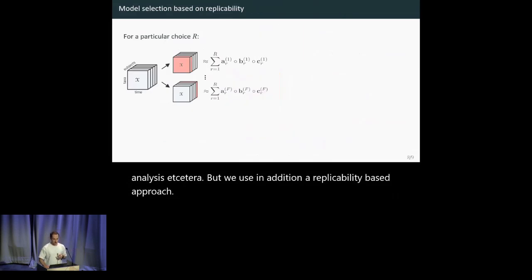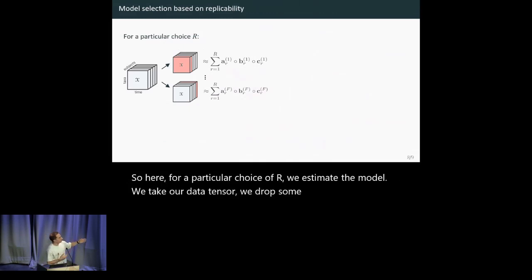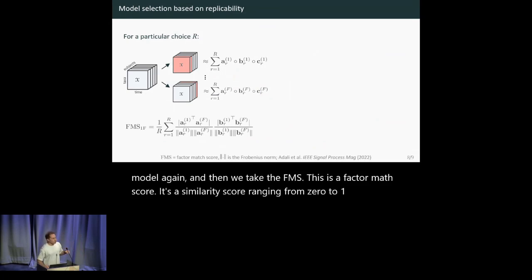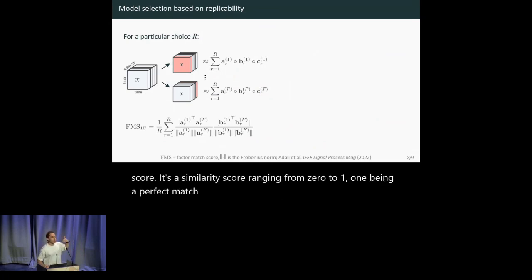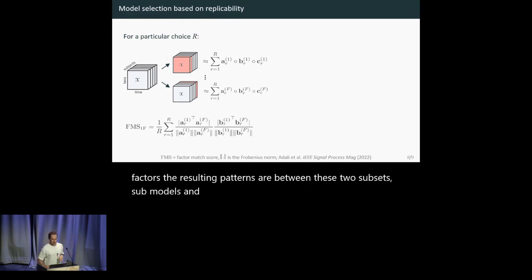So here, for a particular choice of R, we estimate the model. We take our data tensor, we drop some subjects, we estimate a model, then we drop another subset, we estimate the model again. And then we take the FMS, this is the factor match score, a similarity score ranging from 0 to 1, 1 being a perfect match, and we compare how similar the resulting factors, the resulting patterns are between these two submodels. And then we repeat this many times with shuffling.